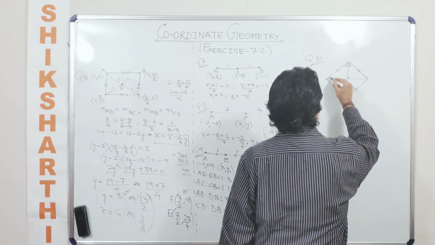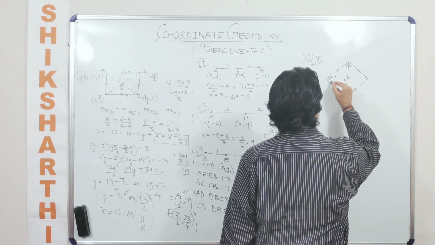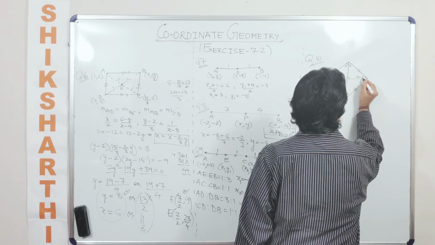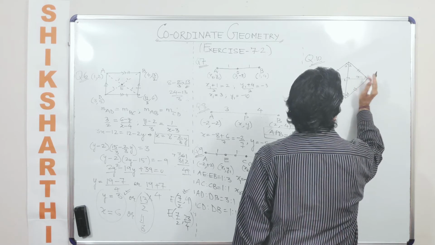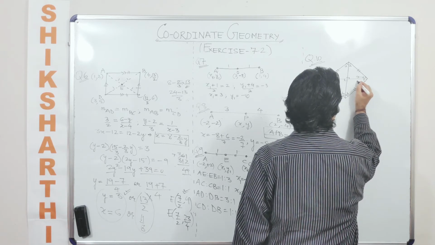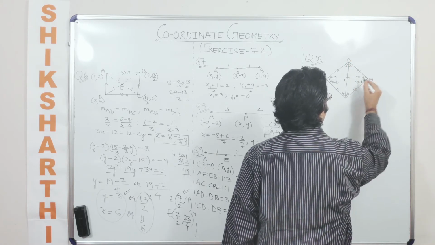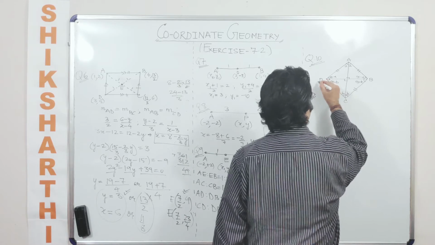In that case, this becomes 90 minus A. This becomes 90 minus A. This becomes 90 minus B. And this also becomes 90 minus A. And this becomes 90 minus B. Before you begin with the question, this is just to revise the properties.